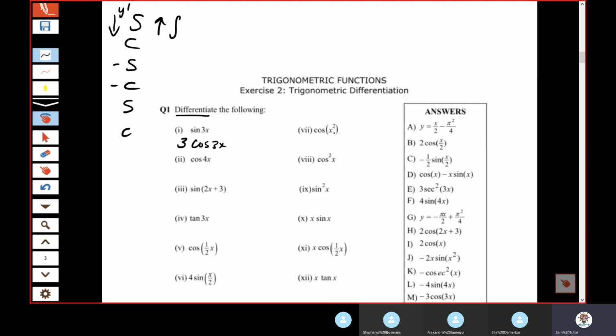Cool. So let's try this one. Cos x squared. Cos becomes negative sine. The angle never changes, x squared, times the derivative of the inside, which is 2x. So your answer is negative 2x sine x squared. Pretty much that one right there. Any questions?